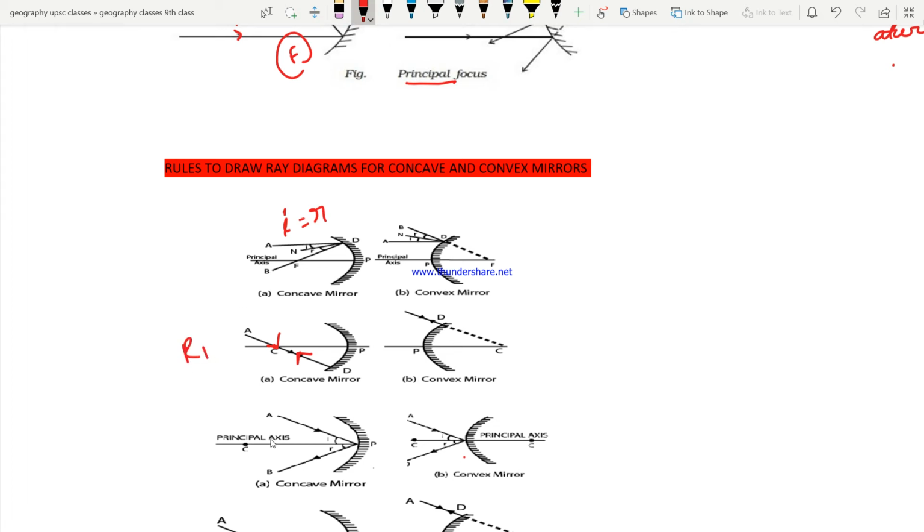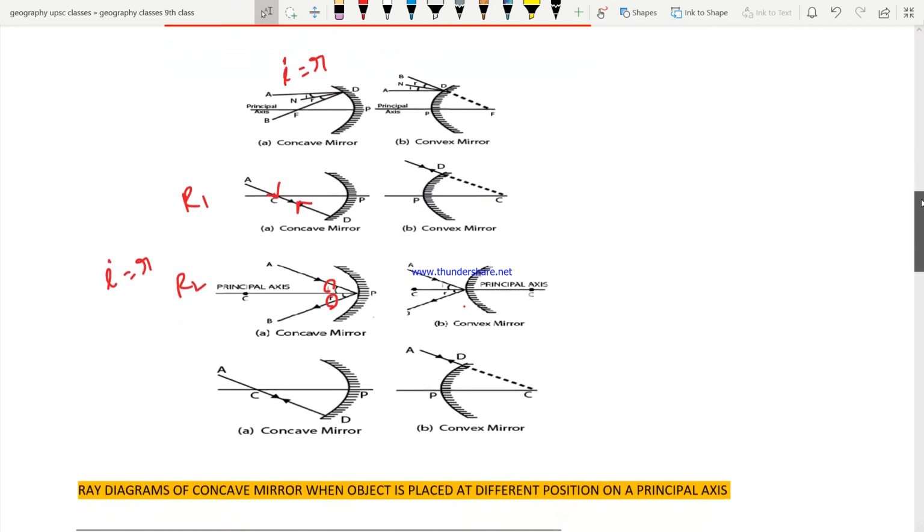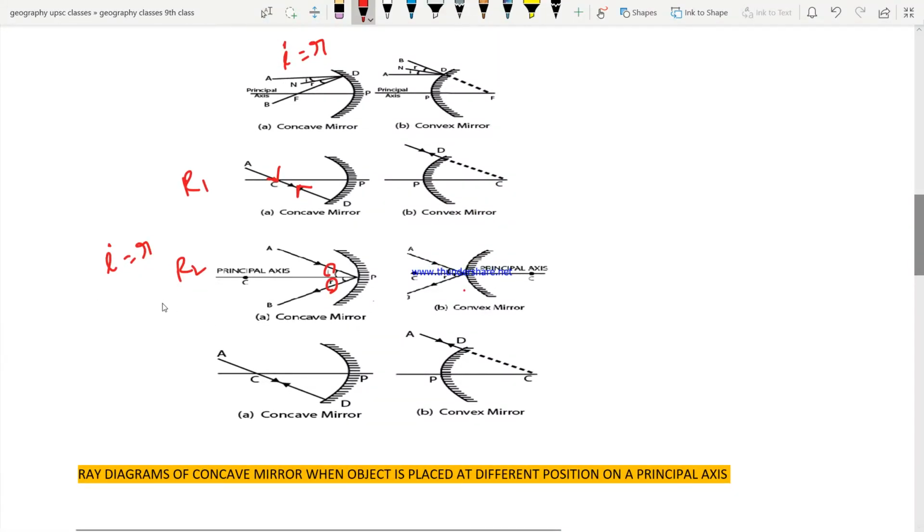What is rule 2? We have already discussed this rule. When a light is incident with an angle I, it will get reflected with angle R. I equals R here. I think this is clear for you. What is rule 3? This is rule 3. For example, there is a mirror like this.